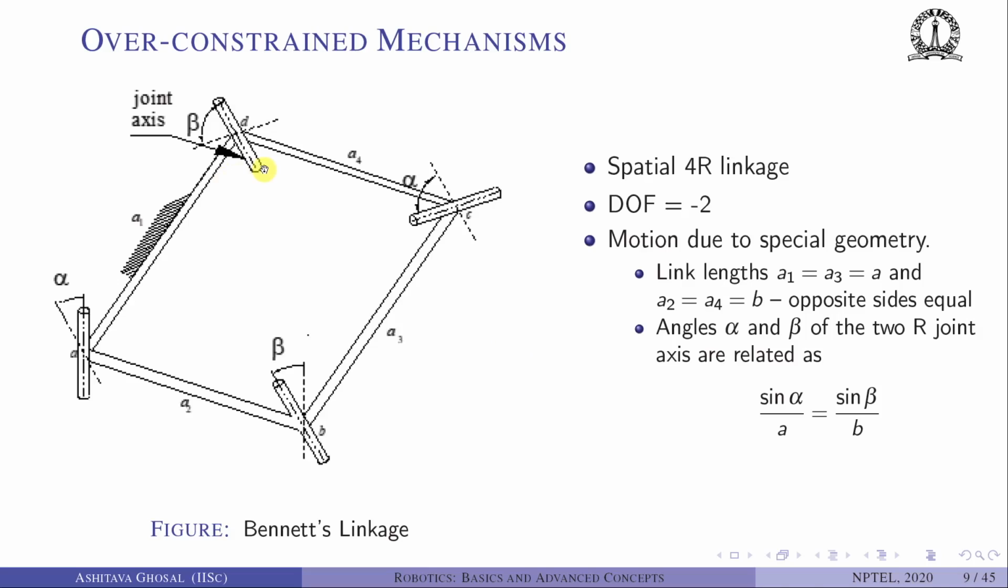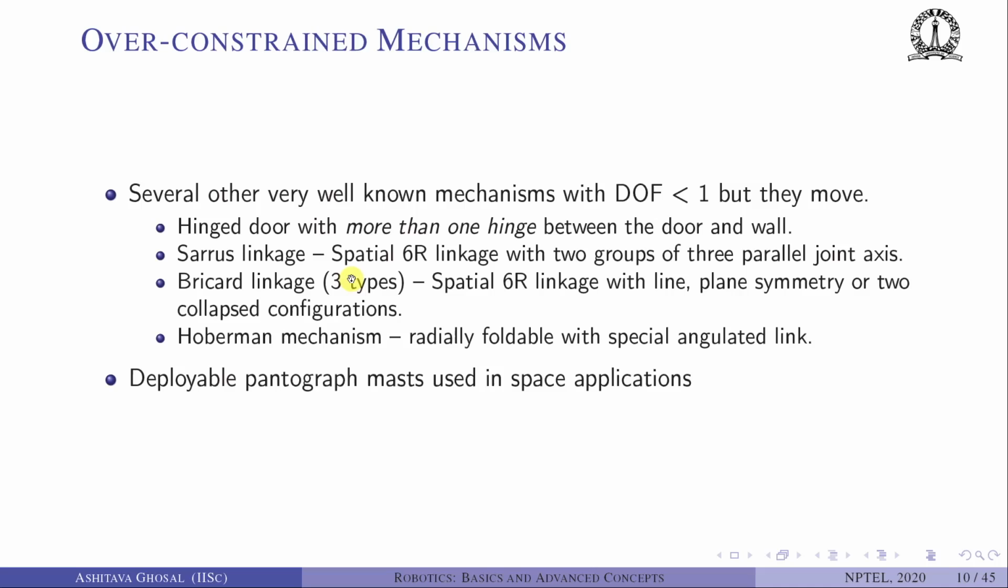And this has been a very well-known over-constraint mechanism. Many researchers have worked on it, and they could figure out why it moves. Okay, there are also many other over-constraint mechanisms which have degree of freedom less than 1, but they all move. So one obvious example is that of a hinge door.